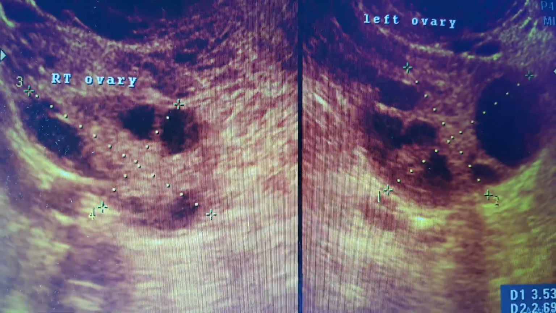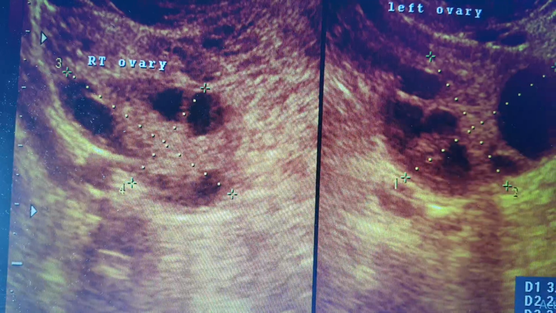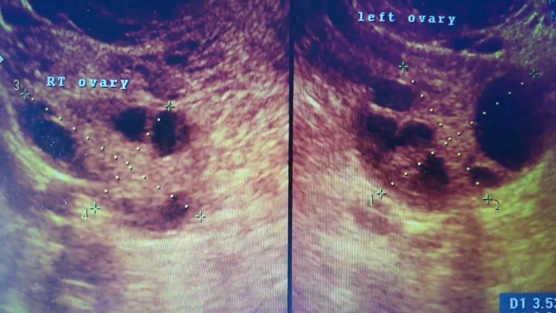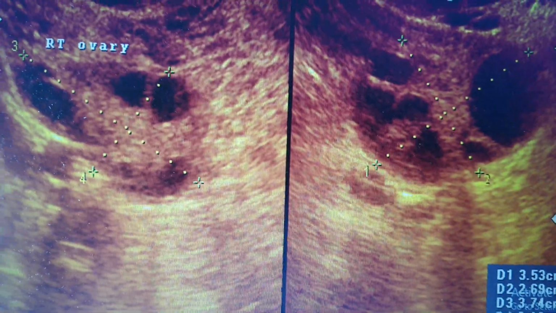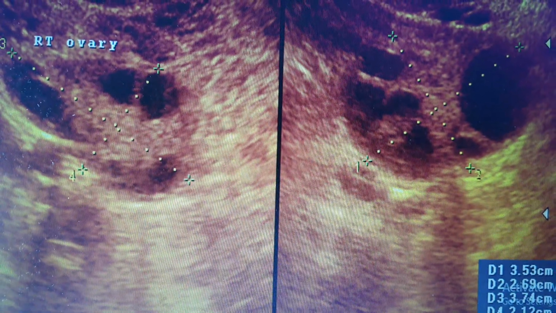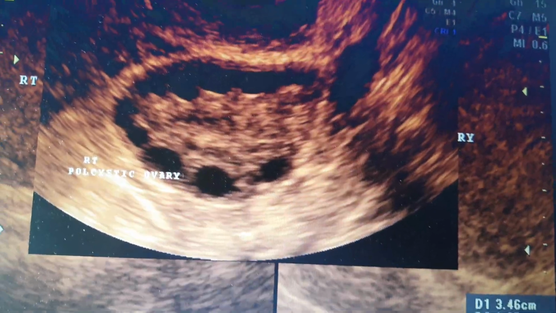Assessment of the ovaries is a very important item in your ultrasound scan. And of course, after introduction of the transvaginal probe and getting the longitudinal section of the uterus, you have to rotate your probe 90 degrees and then angle it to the right and left sides to get the ovaries. Of course, it's very important to know how the polycystic ovary appears.